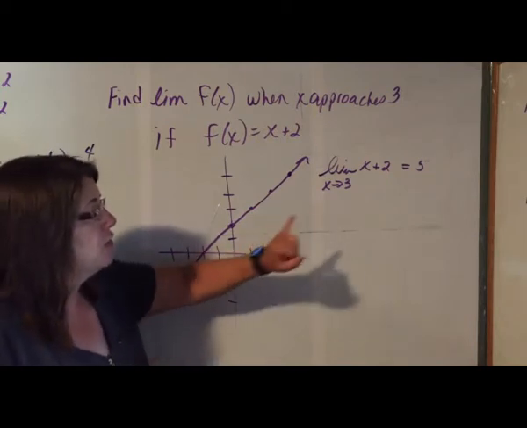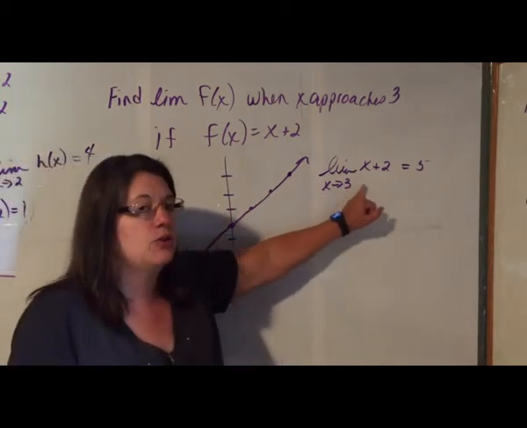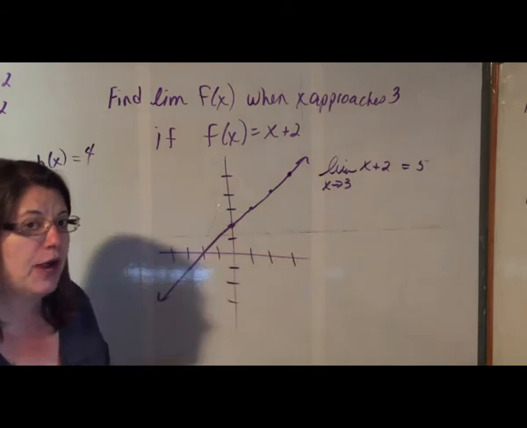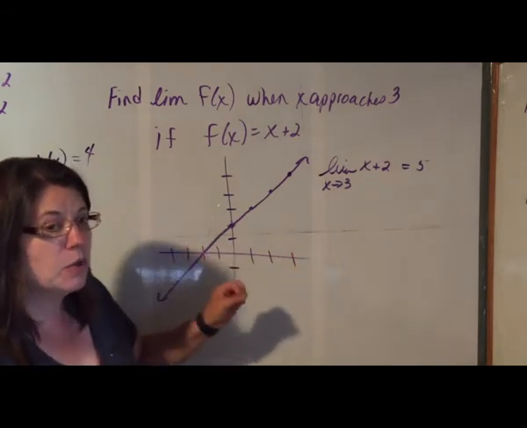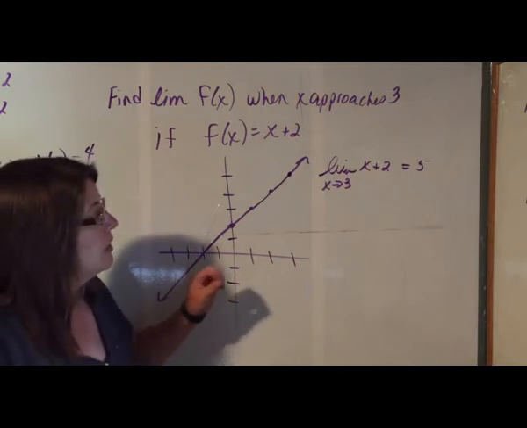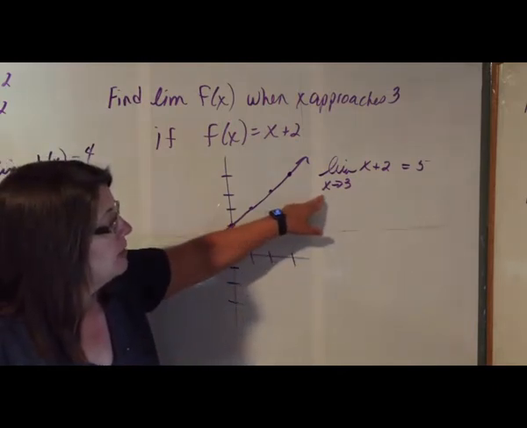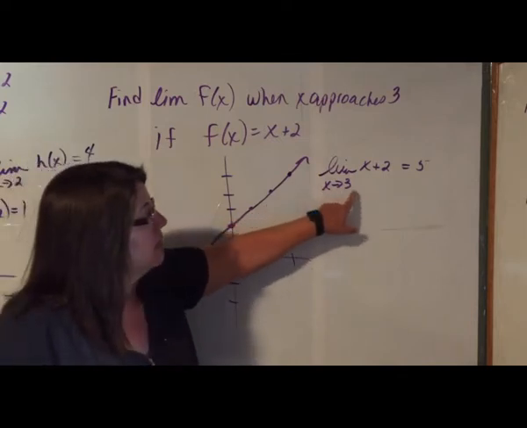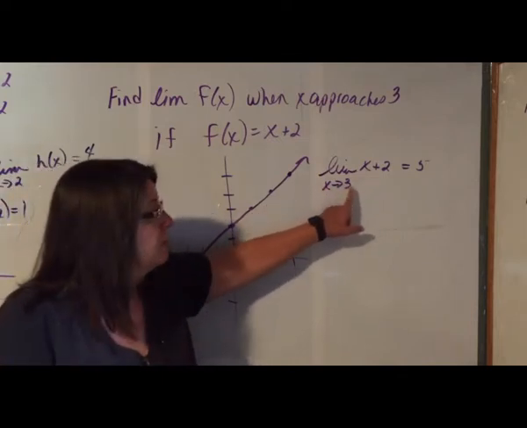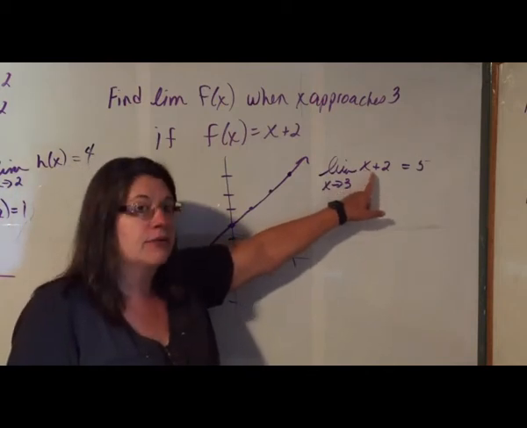But honestly, if you're going to do this and you're trying to use the most efficient way to solve a problem, because remember, if you're taking a lot of these tests, they're going to be timed, so we want to work most efficiently. Well, if I'm trying to determine the limit as x approaches 3, the quickest way to do that is to plug 3 in for x. If I plug 3 in for x, I get 5, okay?